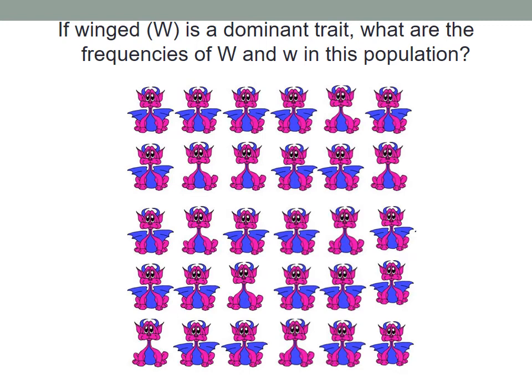And hopefully you know that p plus q equals 1. And if q is 0.55, what is p? 0.45, because 1 minus q is going to equal p. 1 minus 0.55 equals 0.45.